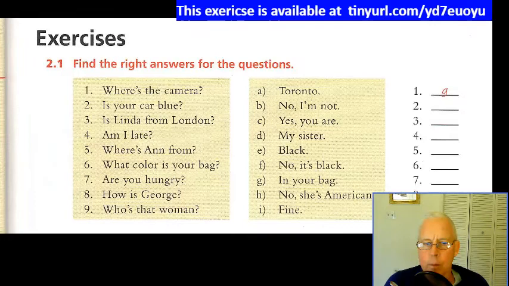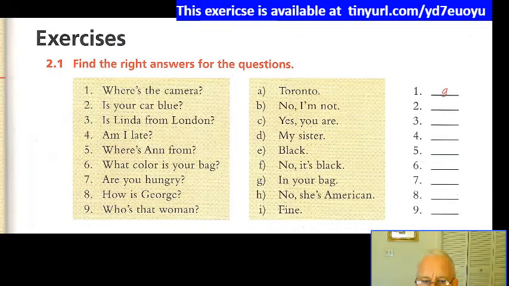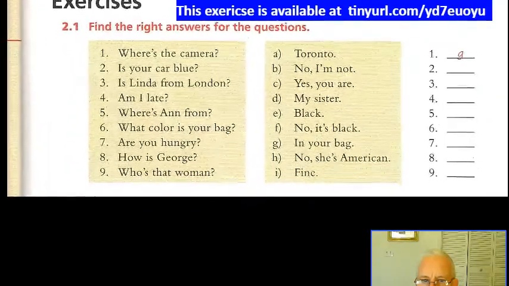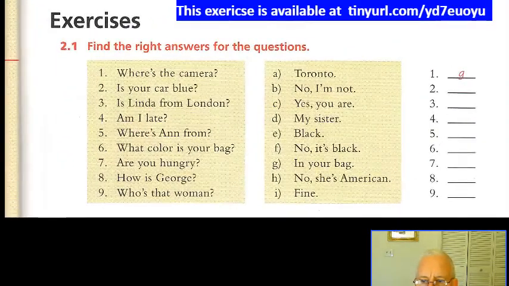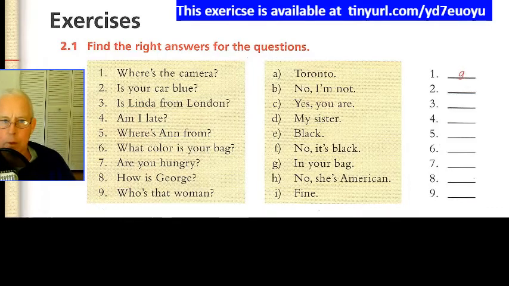We need to do a little matching. So maybe I'll put me over here. What I'll do first is I'll just read these to you. We have here a question on the left. This is the question, and this is the answer. So I'll read the questions first.